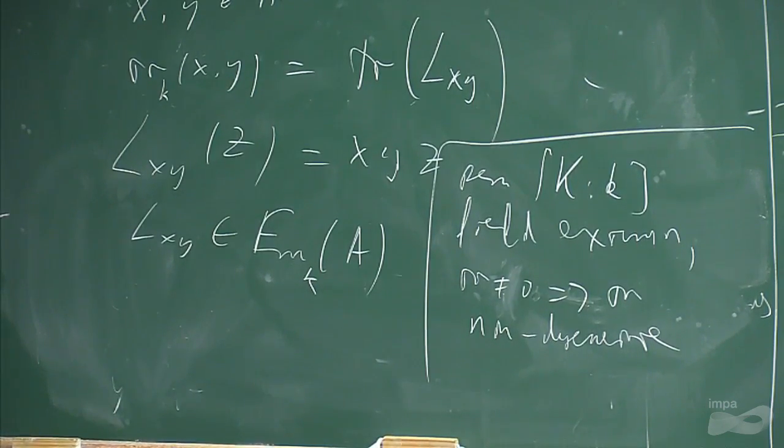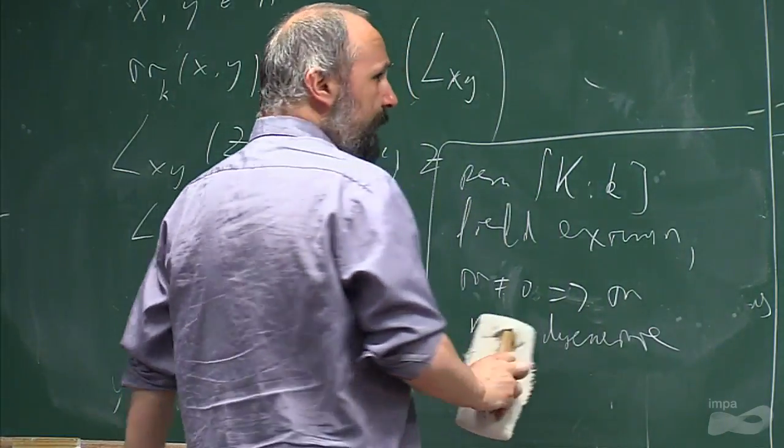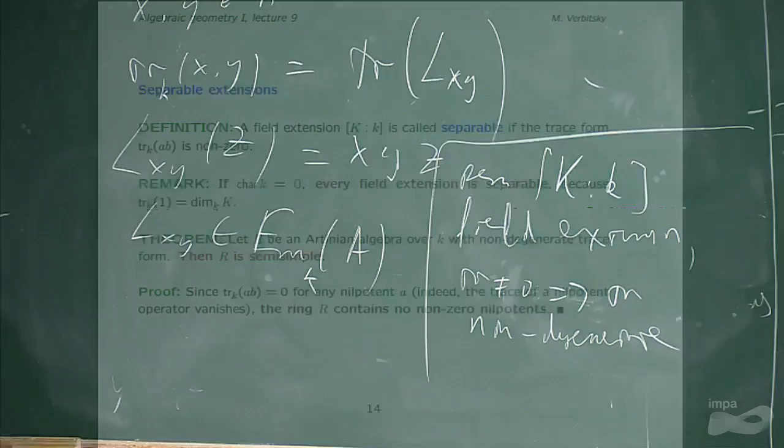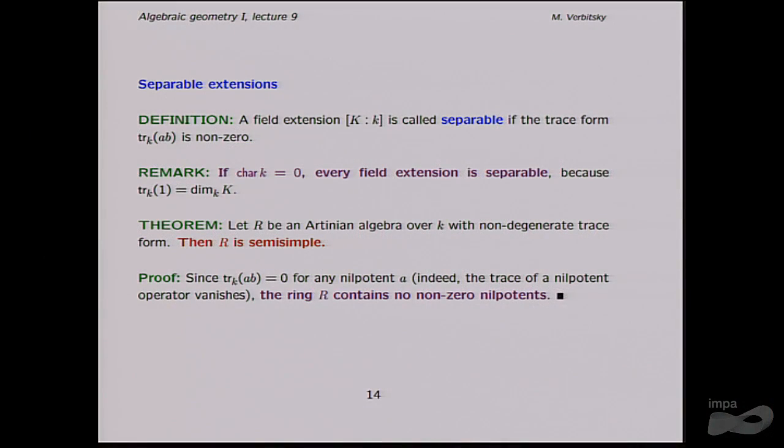I'm almost out of time, so let me show you the final slide for today. This is about separable extensions. This is something which makes it troublesome if you do Galois theory in characteristic p. In characteristic 0, it never happens. Namely, the trace is never identically 0 in characteristic 0. In characteristic p, it can be identically 0 or not.